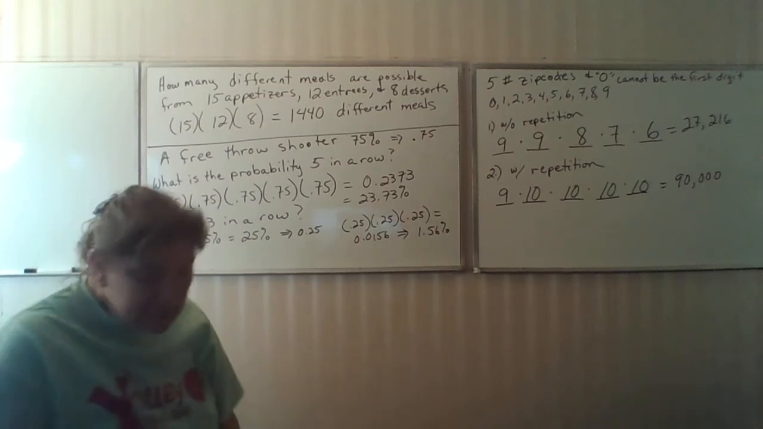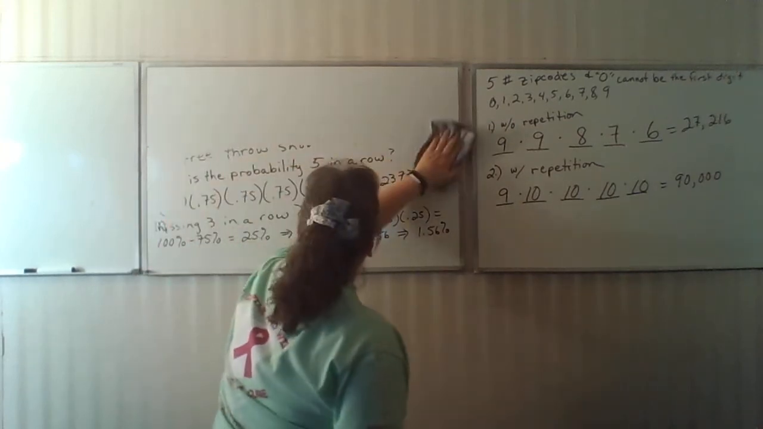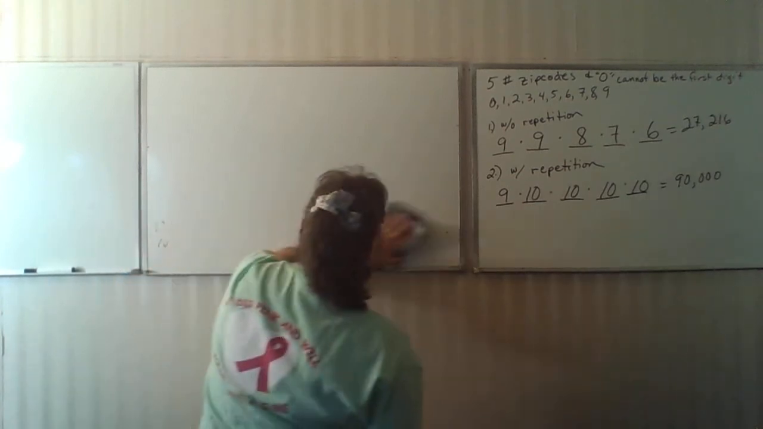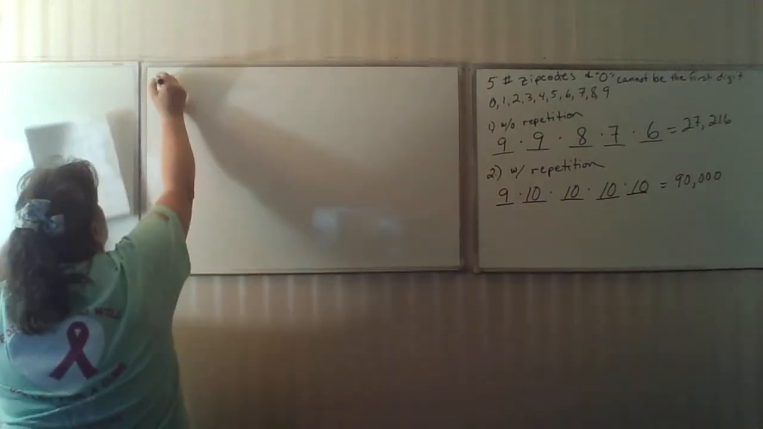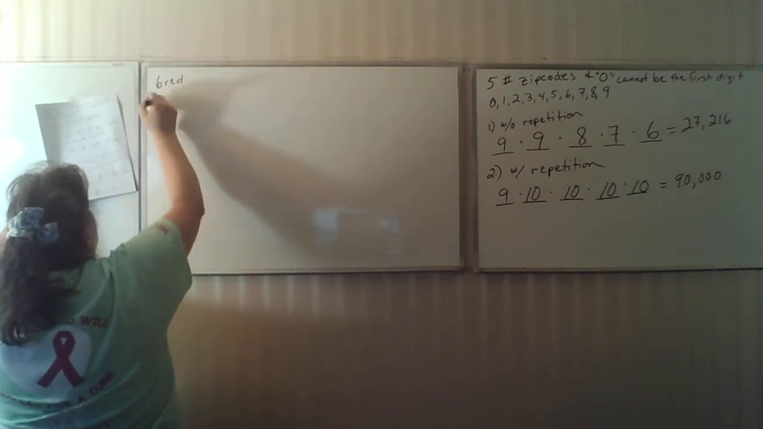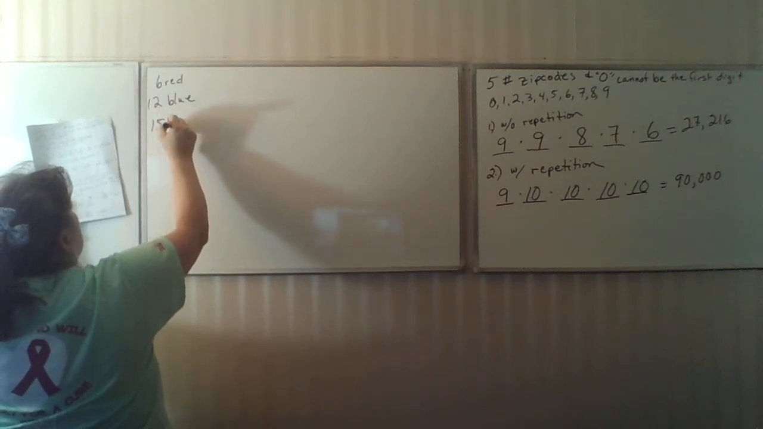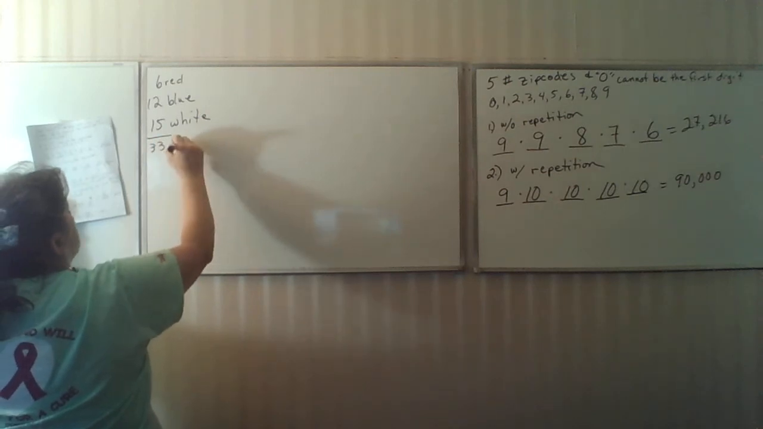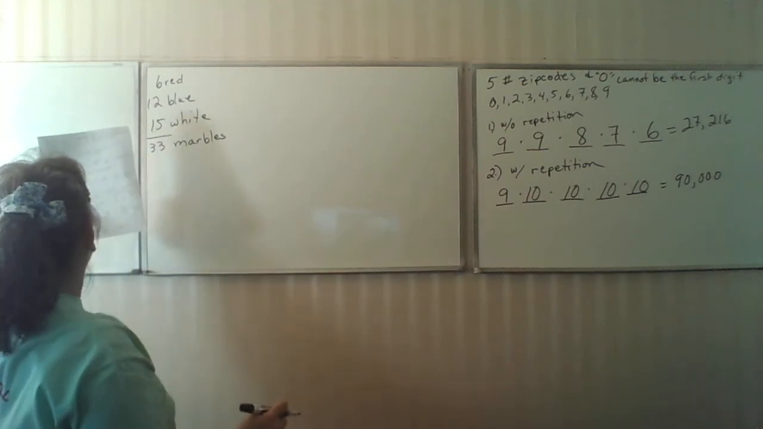Okay? So let's go back to that bag of marbles that we talked about earlier. And I don't know if I'll choose the same numbers. I don't think I did. But let's pretend we have another bag of marbles. And in this bag, we have 6 red, 12 blue, and I put 15 white in this bag, making a total of 33 marbles. Okay?